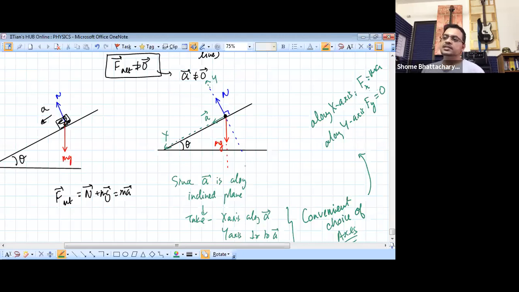See, x and y मैं कैसे भी ले सकता हूँ ना, they just have to be mutually perpendicular. So I just decided that I've taken this direction as my x-axis and this direction as my y-axis. You can take this as negative x also, it doesn't matter. So along the y-axis, there is no acceleration, whereas along the x-axis, there is acceleration.